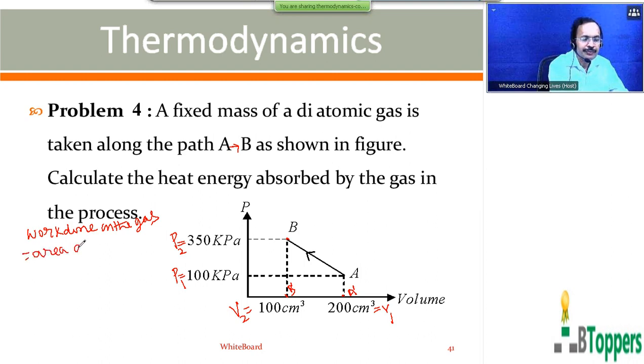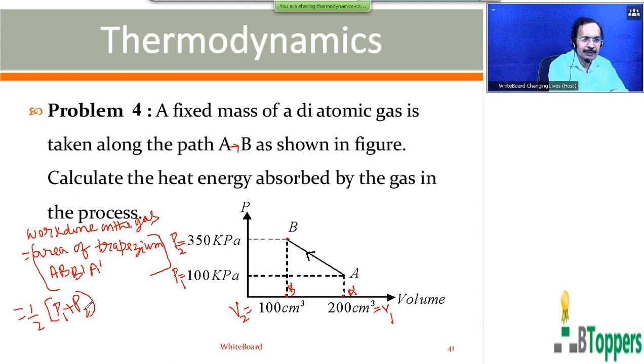is equal to the area of trapezium AB B dash A dash. As explained in the previous problem, that is equal to half into the sum of the parallel sides, half (P1 plus P2), into the perpendicular distance between the parallel sides, that is V1 minus V2.